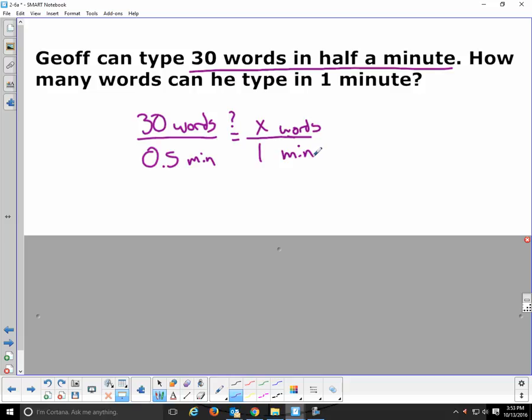Well, it's a proportion. We can solve a proportion. Now, there's a couple ways we could do this. You could cross multiply and divide. That would work. Or, if I can figure out 0.5, a half, times something equals 1.